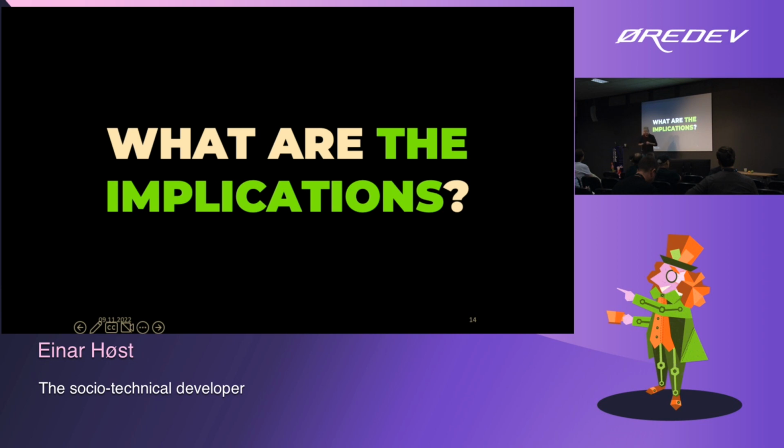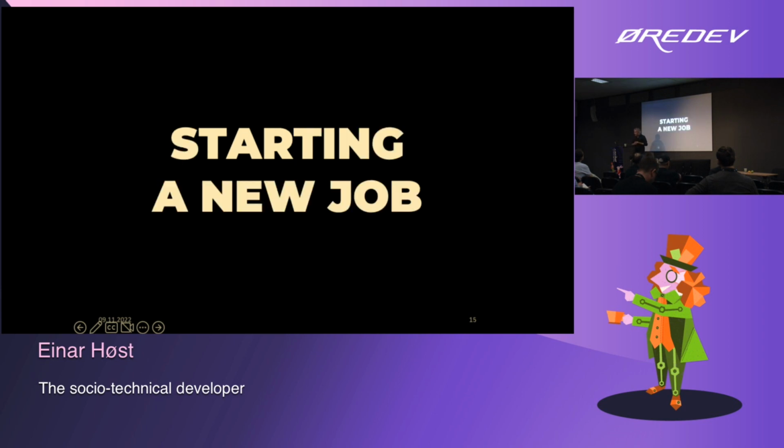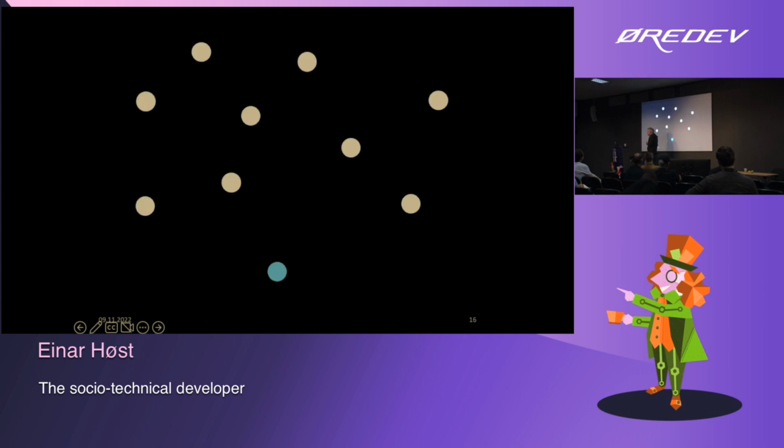Okay, so this was a very broad picture of socio-technical systems. Let's try to make it a little more concrete, a little more down to earth perhaps, and see what happens at the ground level as a developer. Say you're starting a new job as a software developer, maybe as a consultant, being hired to do some work in some organization. This is you now, a blue dot, and all these others are gray dots. The gray dots are the people you're going to work with, and you don't know much about them, that's why I draw them as gray.